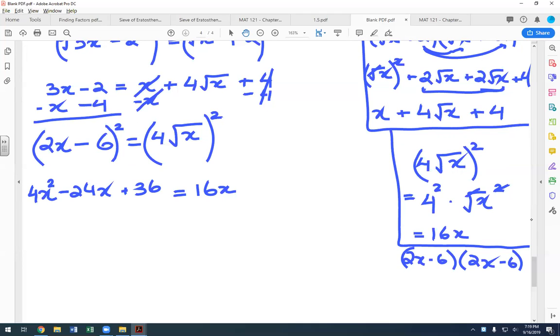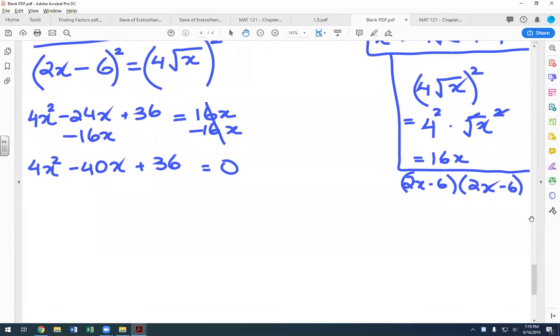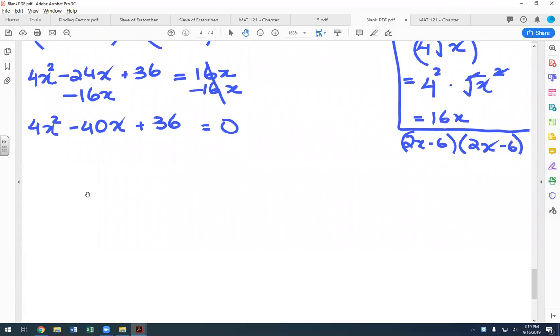What should we do next? Yeah, go ahead and subtract that 16x. What is negative 24 minus 16? Yeah, negative 40x plus 36. Again, you can see we actually ended up getting a quadratic term again, a second degree polynomial. So you can try factoring, simplifying, quadratic formula, whatever makes it seem easy.